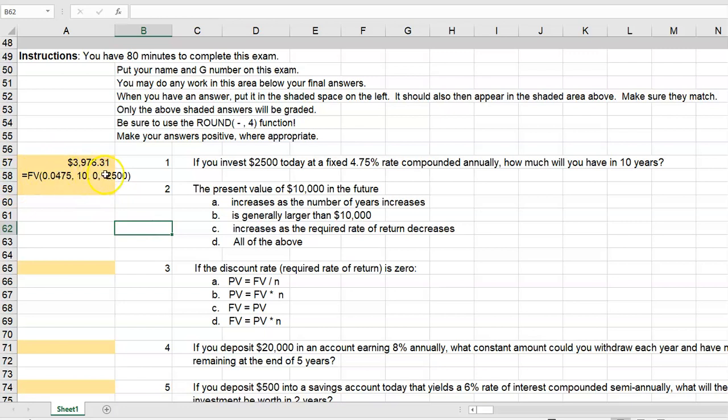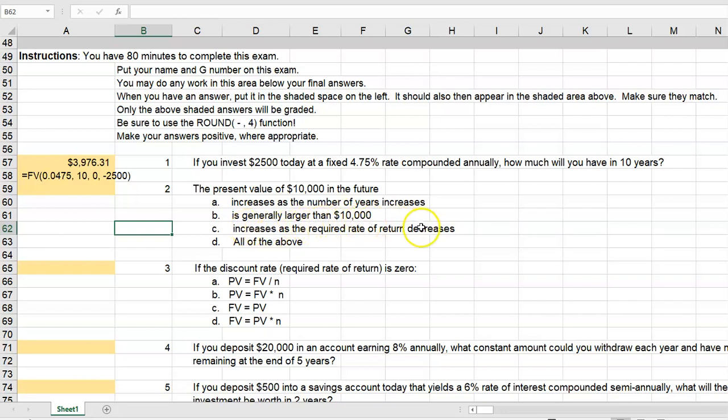These answers, by the way, should be in your sheet that I sent back to you if you got it wrong. Present value of $10,000 in the future. All right, well, think about the present value function. As the number of years increases, that means you're pushing that $10,000 out in the future, worth less. It's never going to be larger than $10,000, right? Because you have to discount it.